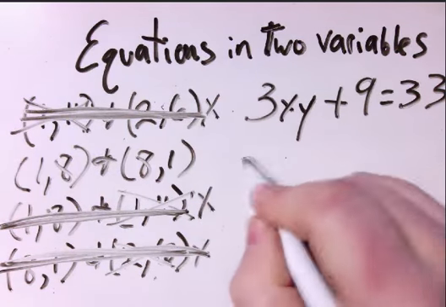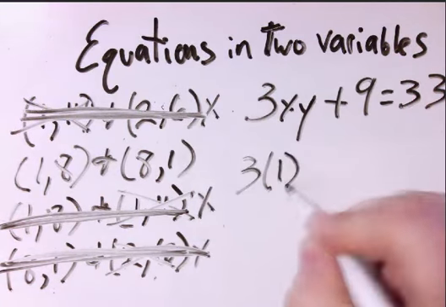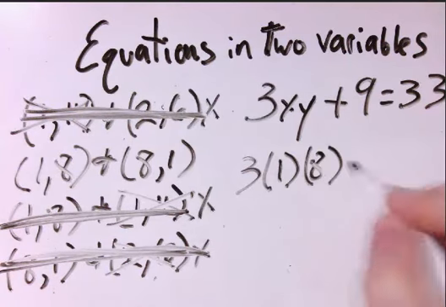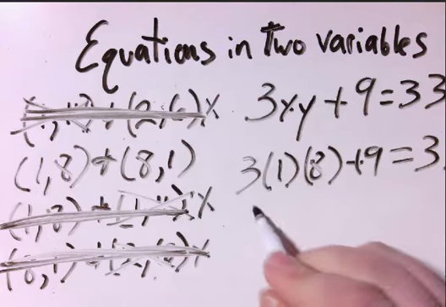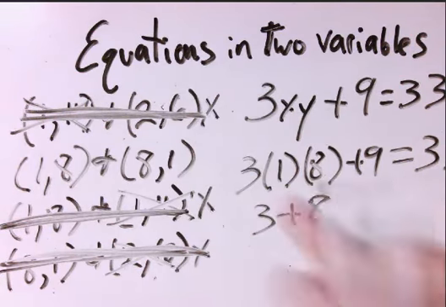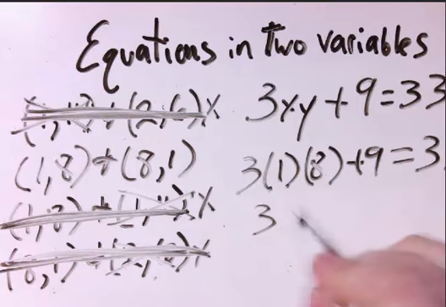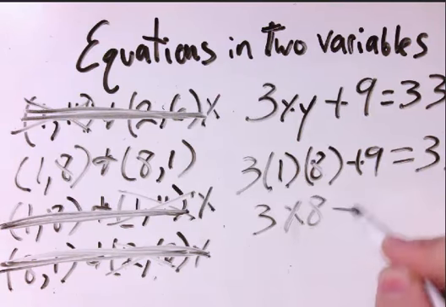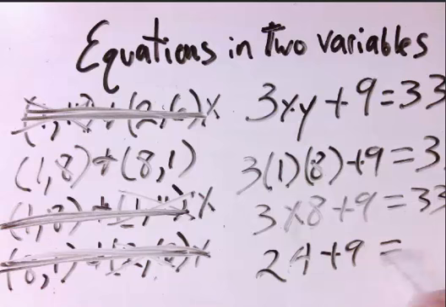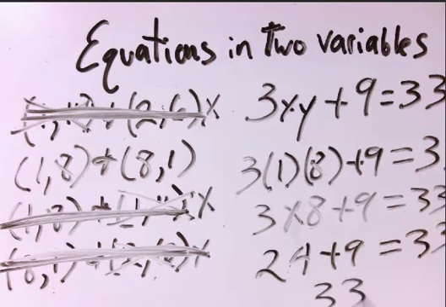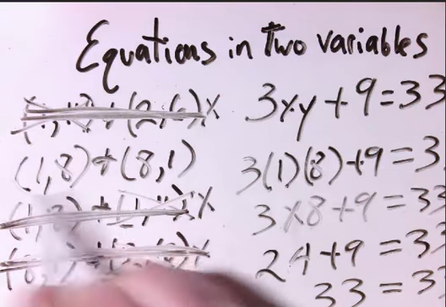correct answer. So we start off with our 3 times 1 times 8 plus 9. We're going to see if that gives us 33. This is 3 times 8 plus 9. So 24 plus 9. So that does give us 33 is equal to 33. So we know that this one is correct.